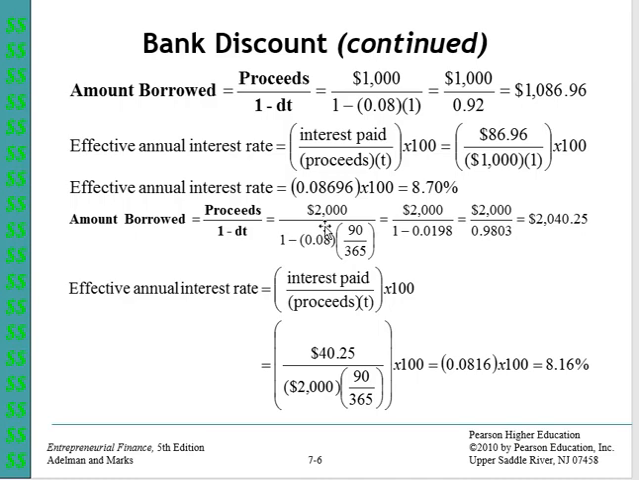What if you needed $2,000, the discount rate was 8%, but you only needed it for 90 days? How would that calculate out? Again, you would need to borrow $2,040.25. The $40.25 is the interest that you would pay on this loan for 90 days. What is the effective interest rate of that? Effectively, the annual interest rate is 8.16%. So again, we can calculate how much you need to borrow based on this concept of a bank discount rate.